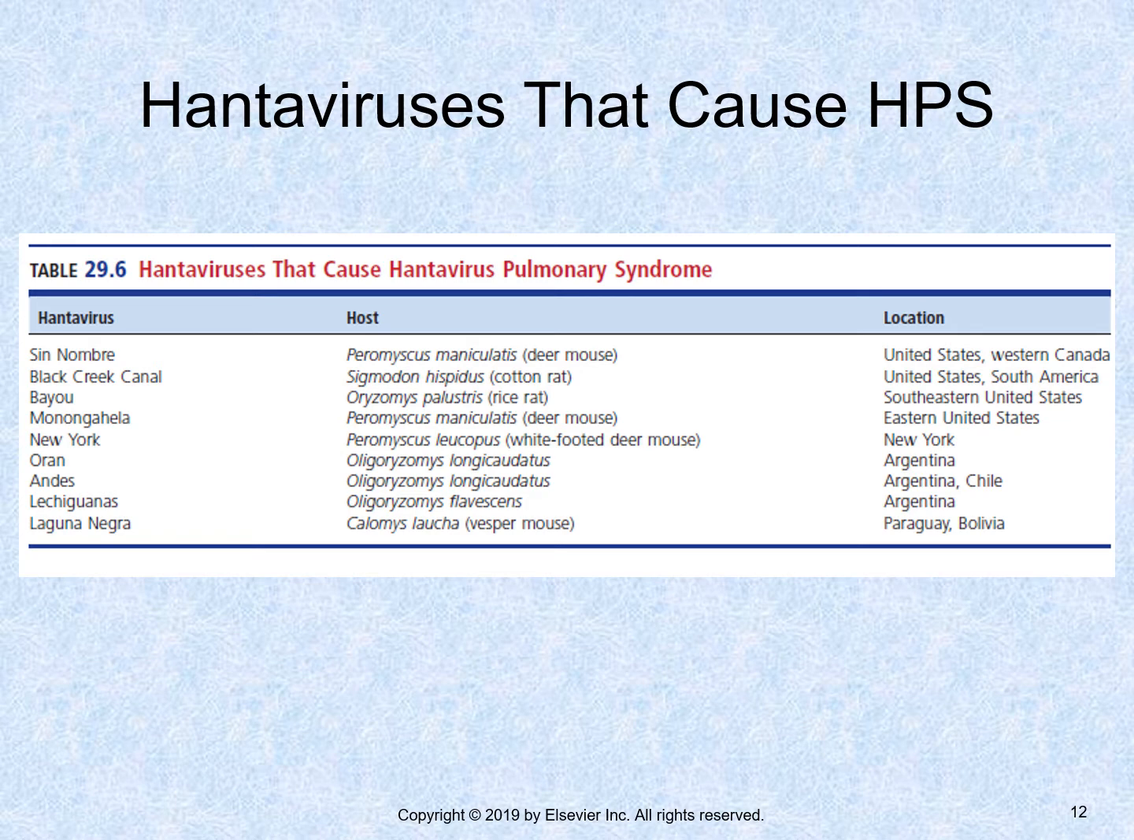Several hantaviruses cause pulmonary syndrome. Sin Nombre, Black Creek Canal, Bayou, Monongahela, and New York have been found to cause illness in the U.S., while the others have been identified in various countries, including Canada and South America. Various rodents are the host of these viruses, such as the deer mouse and several species of rat.